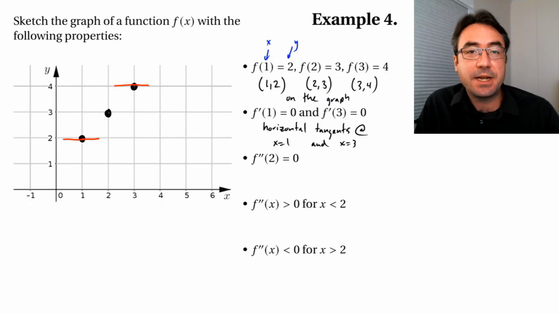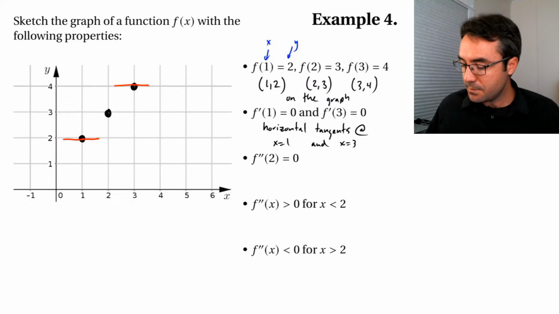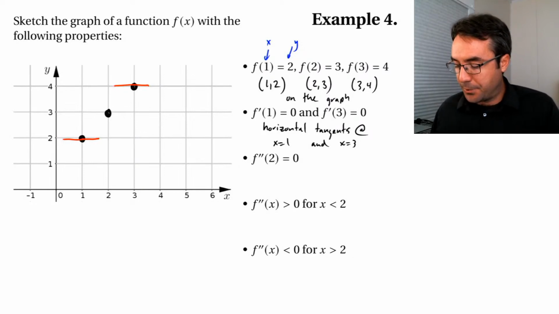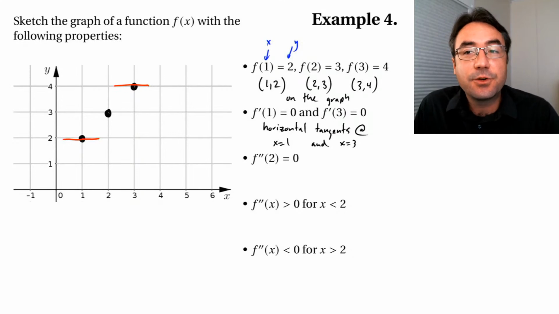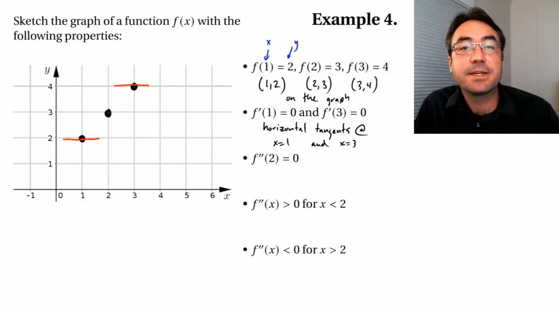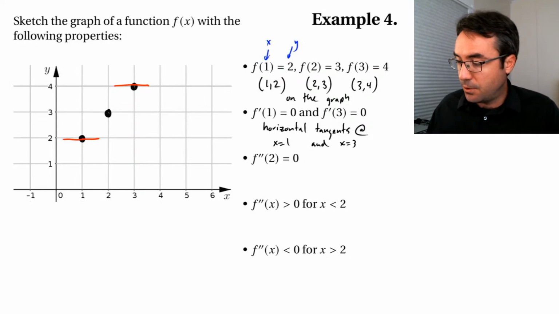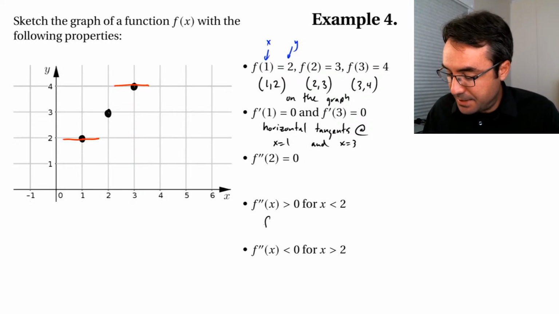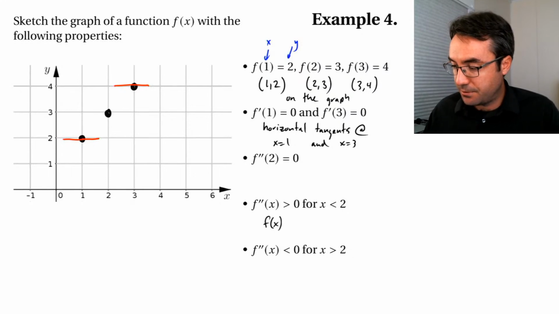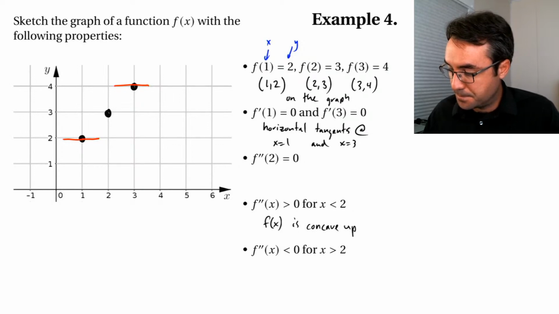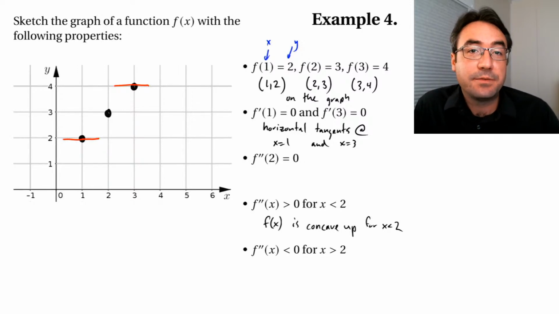What we have is based on our second derivative. So let's go down to our fourth property there. It says the second derivative is greater than 0 for x less than 2. So if f double prime is greater than 0, that's telling us f double prime is positive. So when f double prime is positive, that means f of x, the original function, is concave up. So for x less than 2, our graph is going to have a concave up shape.